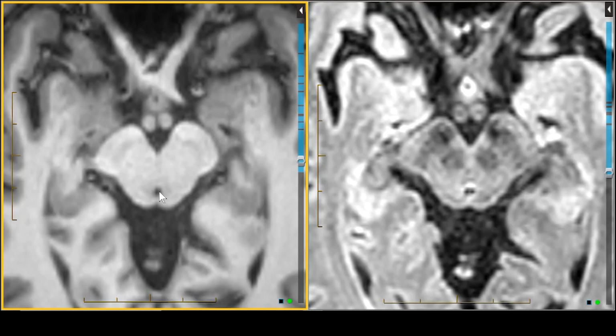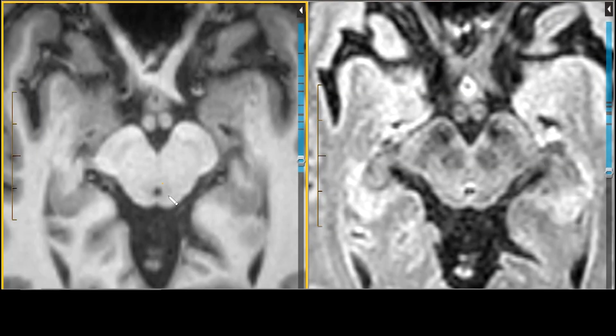If I find my aqueduct of Sylvius, my third nerve nucleus and my accessory third nerve nucleus are going to be closer to the aqueduct of Sylvius, right in front of the periaqueductal gray, than the fourth nerve nucleus, which is a little farther anteriorly and a little further caudad. I gave you some tricks to find it.